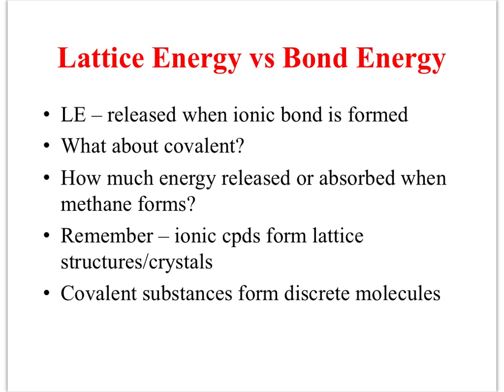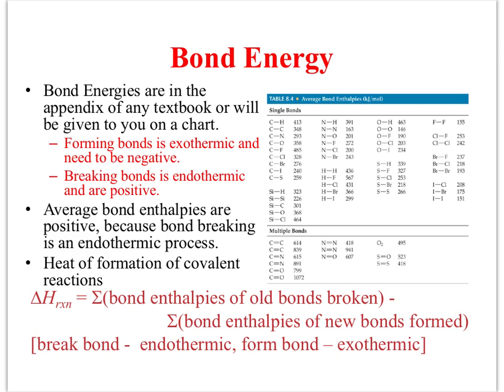What we haven't talked about is the energy involved in covalent bonding. When covalent bonds form, we form discrete molecules versus the large networks of crystals that ionic bonds form. So we can calculate the amount of energy involved during a chemical reaction involving covalent substances. Bond energies, or bond enthalpies, whatever you want to call them, can be found in the appendix of any chemistry textbook, just like we would find delta G values, heats of formation, and standard entropy values in an appendix. These would be values that would be given to you.